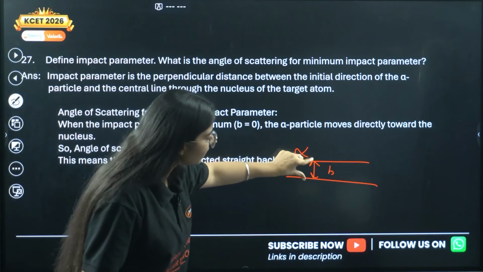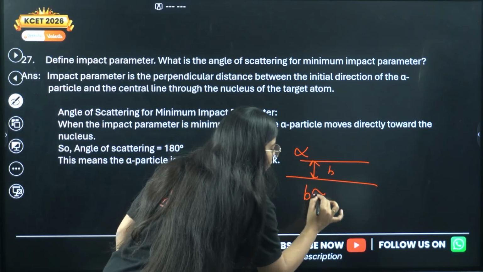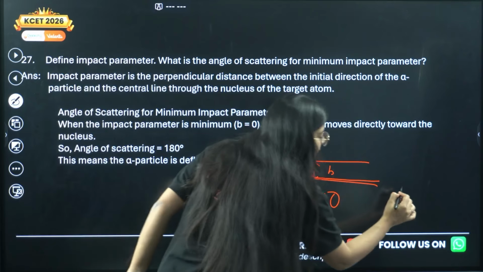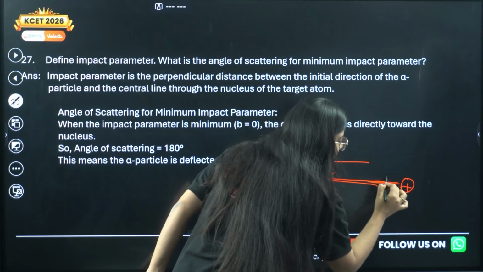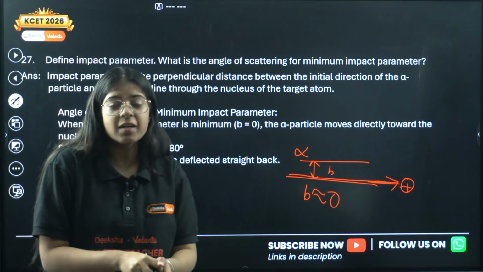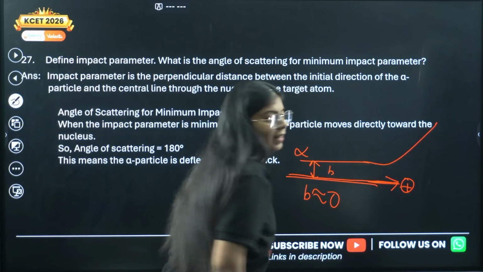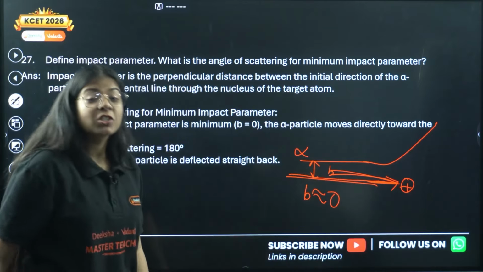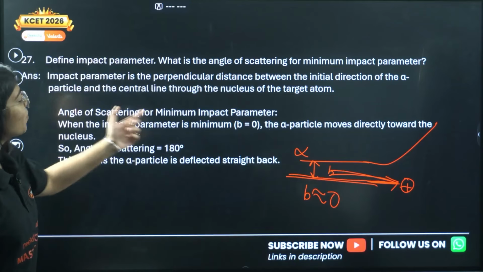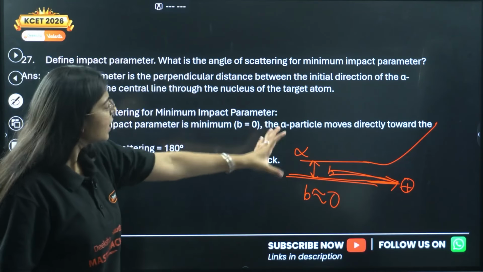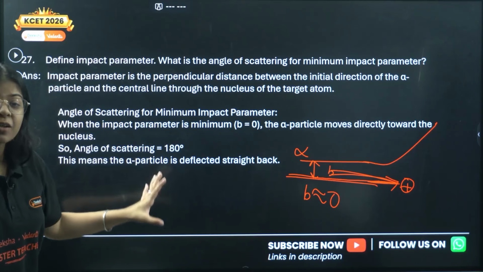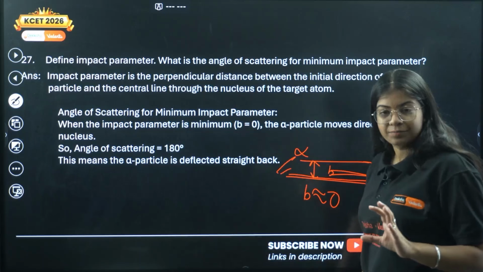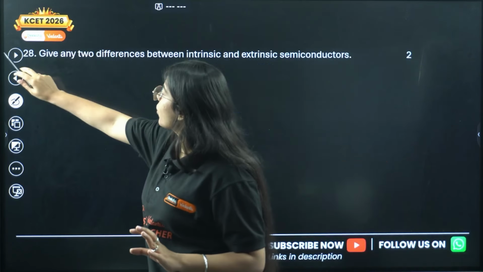Now if the impact parameter is minimum, if this b is almost equal to 0, this is where my alpha particle is traveling, and here is the nucleus. If the alpha particle is here, it will deflect like this. But if it is very close to the nucleus, it will deflect right back, which is an angle of 180 degrees. When the impact parameter is minimum, the alpha particle moves directly towards the nucleus. So the angle of scattering is 180 degrees, and this means the alpha particle is deflected straight back, correct? Okay, moving on to the next question.